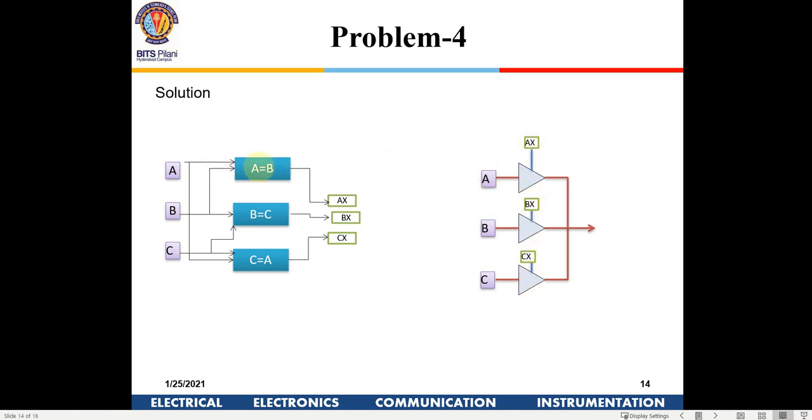So if you see, if A is equal to B, AX will be 1. Now AX is equal to 1, so you are allowing this A to transfer here, right? Similarly, if B is equal to C, it is BX, so you are allowing B to come out of the buffer. Similarly, if C is equal to A, CX goes high.